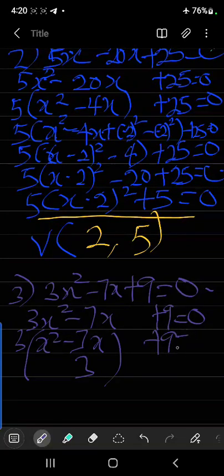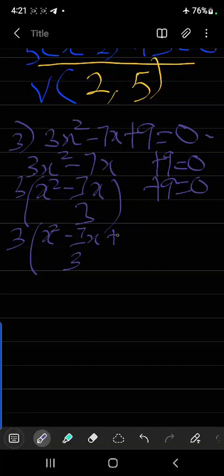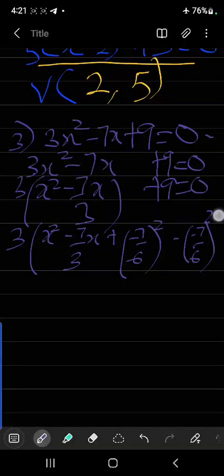Then plus 9 equals 0. The next thing we do is to write what? The half of minus 7 over 3. That will be minus 7 over 6. Add it to it and subtract it from it. So that will be 3 into brackets x squared minus 7 over 3x plus, into brackets, minus 7 over 6 squared, then minus, into brackets, minus 7 over 6 squared, then close the brackets, then plus 9 equals 0.